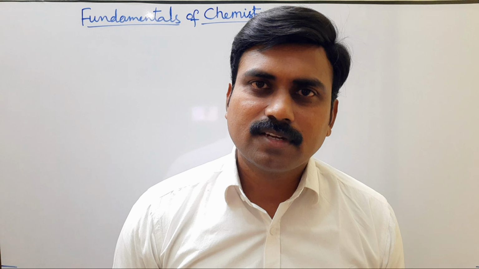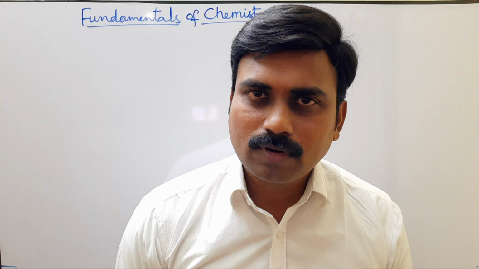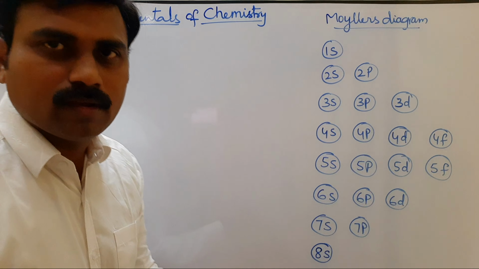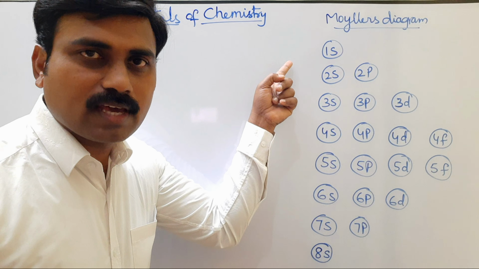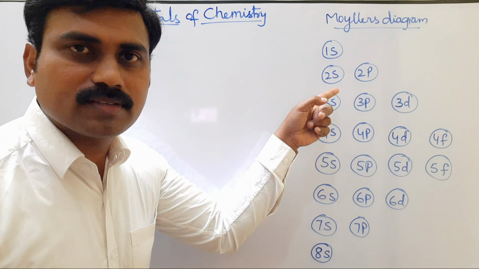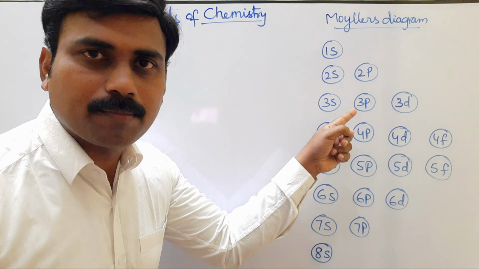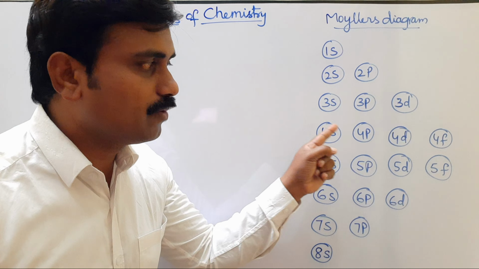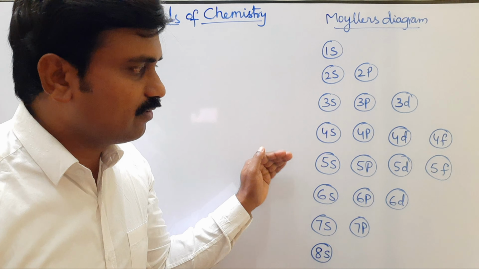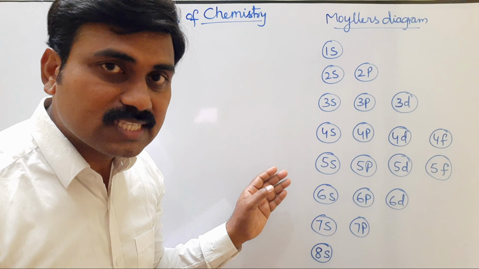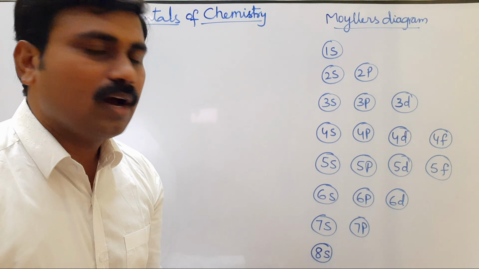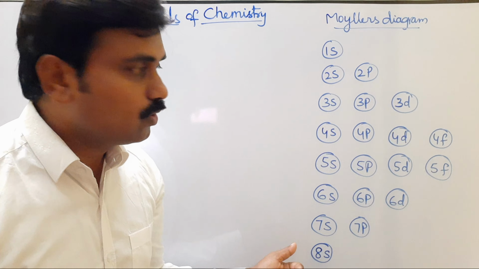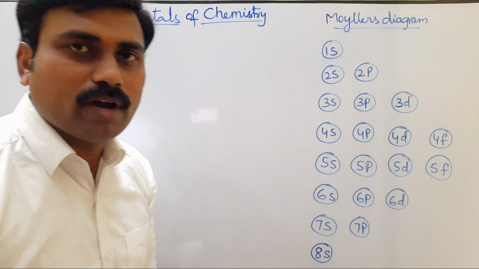In the electronic configuration, we have to follow Euler's diagram. Based on Euler's diagram only, we can write the electronic configuration. Look at the Euler's diagram. In the first energy level only the 1s orbital, second energy level 2s and 2p orbitals, in the third energy level 3s, 3p, 3d orbitals, fourth energy level 4s, 4p, 4d and 4f orbitals, fifth energy level 5s, 5p, 5d and 5f. Sixth energy level 6s, 6p, 6d, seventh energy level 7s and 7p, and eighth energy level 8s orbital only. So this is the arrangement of Euler's diagram.